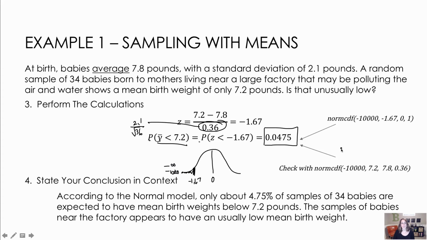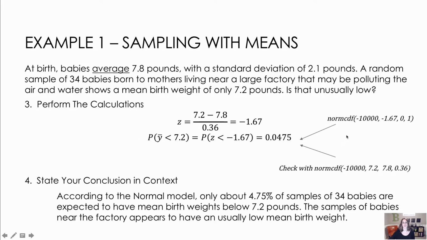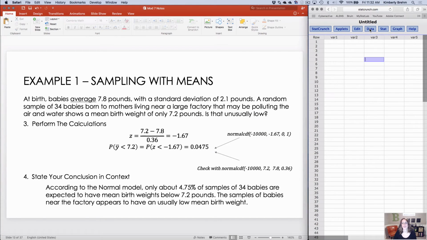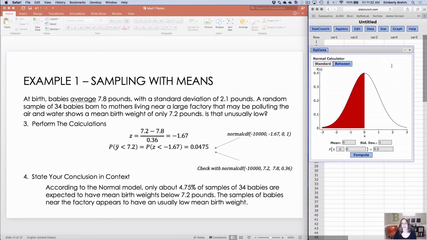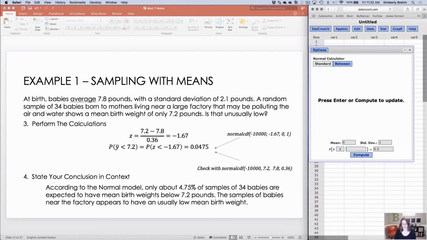You can use your calculator. You can also use StatCrunch for this. Again, if I'm using StatCrunch, I'm going to go to Stat, Calculators, and Normal, and that brings up my little picture. Remember that I am going to use my mean of 0 and my standard deviation of 1. I want less than negative 1.67, and then I'm going to compute, and notice that gives me the same result.